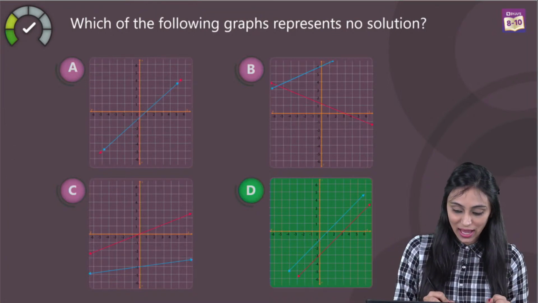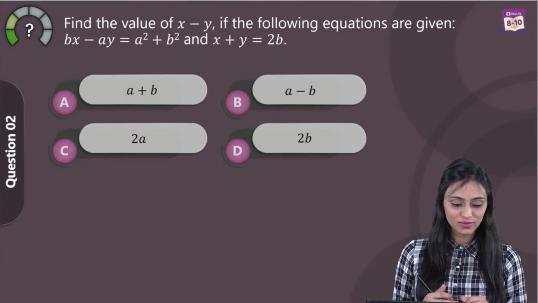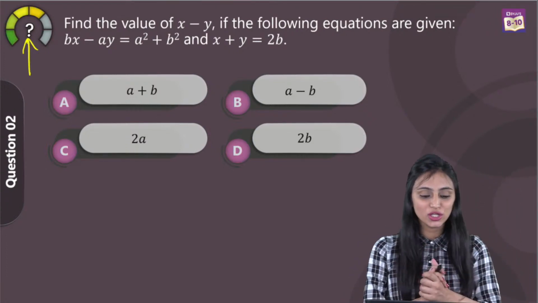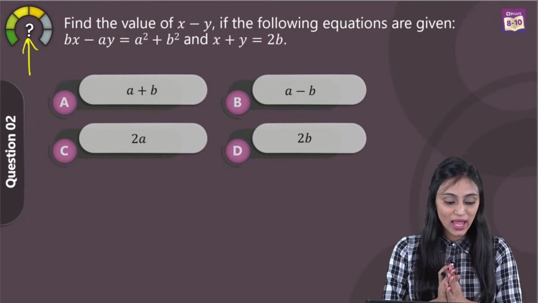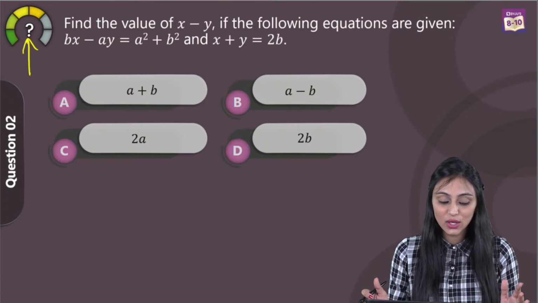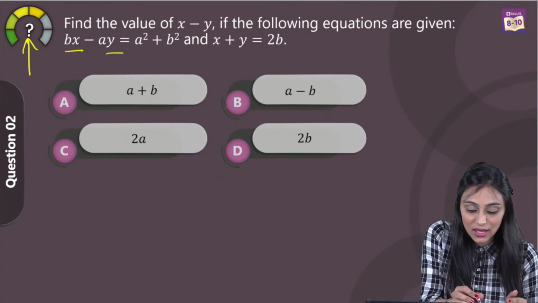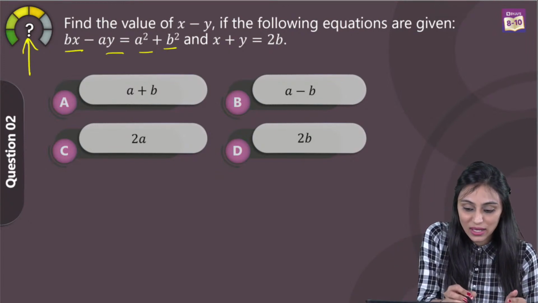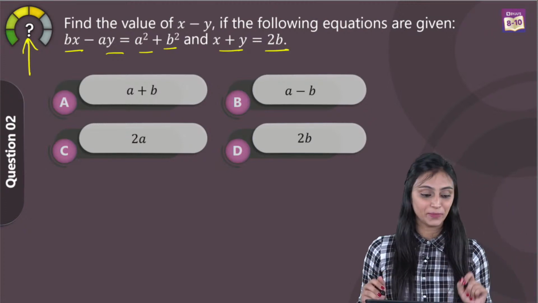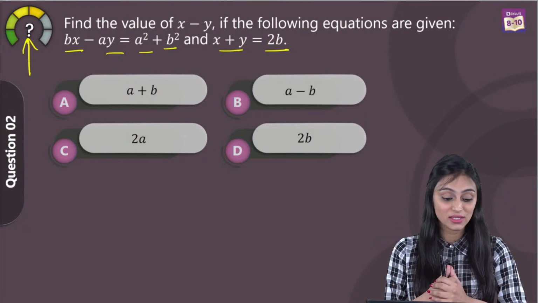Okay, let's take a look at question number 2 now. So here we can see that it's a moderate level one. Quickly start posting your answers in the chat window. Find the value of x minus y if the following equations are given: bx minus ay is equal to a square plus b square, and x plus y is equal to 2b. So we have to find the value of x minus y.